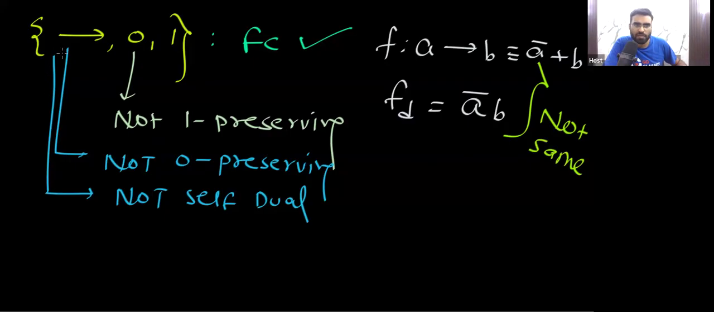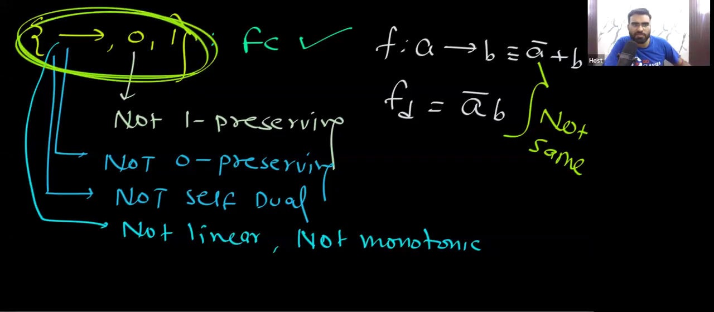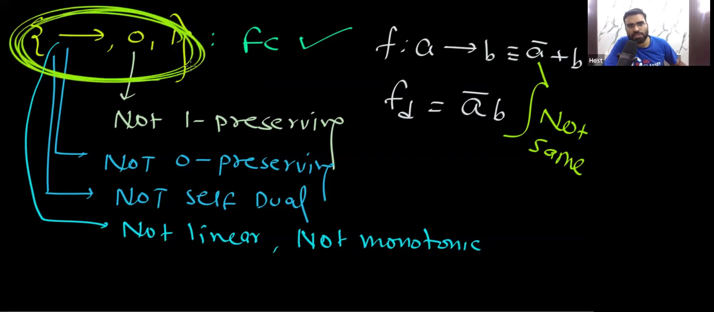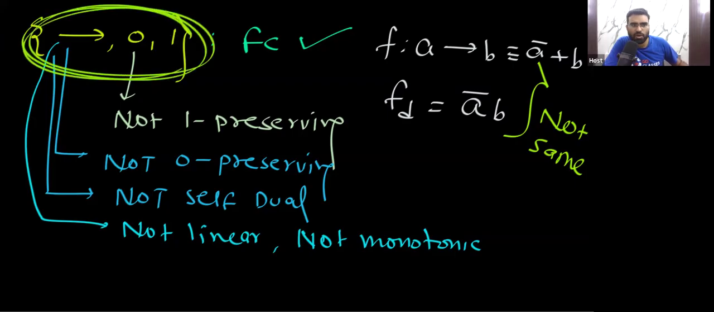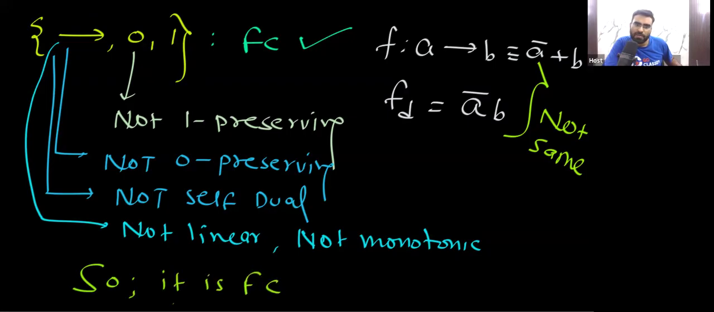What about the next? This implication, is this linear? This is not linear also. And what about monotonic? This is not monotonic. We have already seen. So now you tell me, can I say everyone is zero preserving? No. Can I say everyone is one preserving? No. Can I say everyone is self-dual? No. Can I say everyone is linear? No. Can I say everyone is monotonic? No. So it is functionally complete. Yes or no?